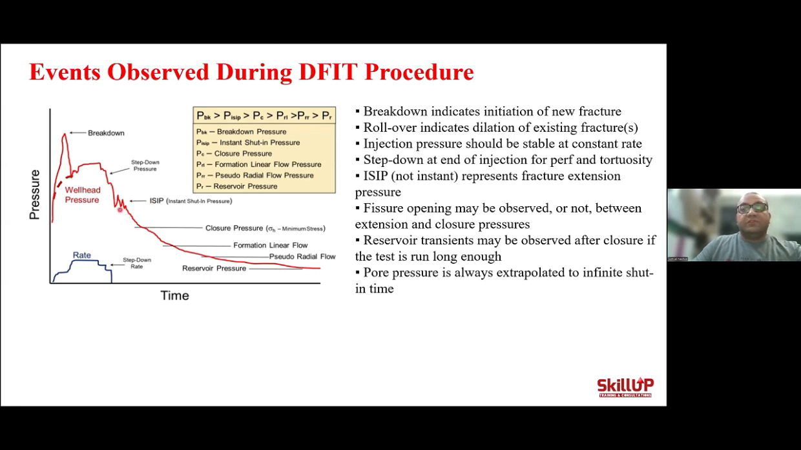All these parameters are called before closure analysis. Okay. And after this point, pseudo-linear and pseudo-radial, we call it after closure analysis. From pseudo-linear, we can get the pore pressure, and from pseudo-radial, we can get the reservoir permeability. So that's why this DFIT analysis is extremely important, and you cannot proceed with the hydraulic frac job without a DFIT analysis.